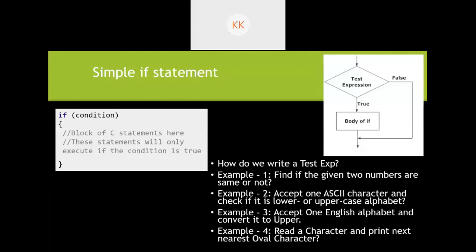No, sir. Like, capital A is 65 and small a is 97. So what is the difference? 97 minus 65 is 32, sir. So you have to add or subtract 32?